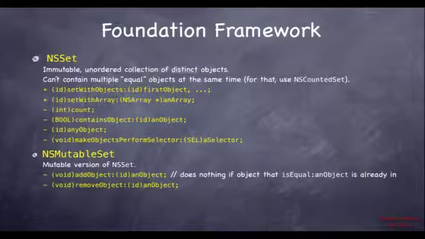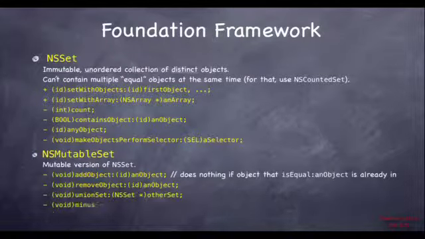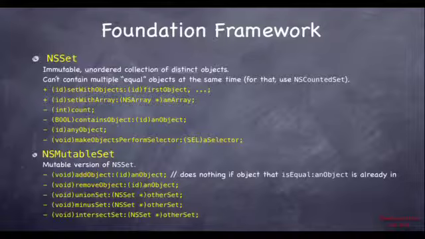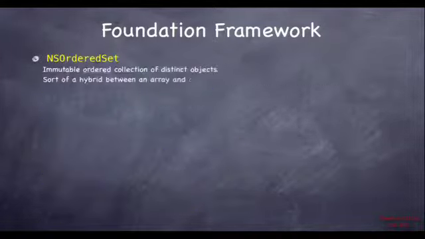Notice no insertObject:atIndex:. This is unordered. Okay, there's no order. It's just a bag of objects. If you call addObject, and there's an object already in the set that is equal, it will do nothing. Okay? You can also union and intersect and minus sets. So if you want to do set arithmetic, you can do that as well.